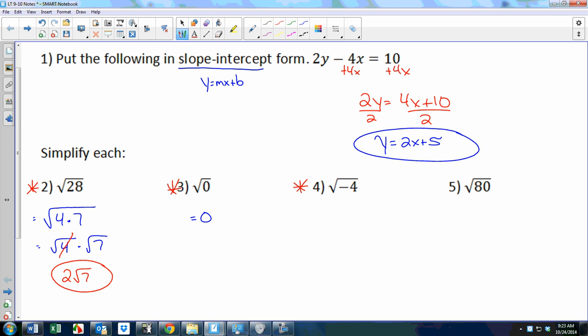Number 4, this is algebra 2 concept. There's a negative under the square root. So you can use square root of negative 1 times 4. And you're right, I heard it already. Square root of negative 1 times square root of 4. That square root of negative 1 is the i part, the imaginary part. So this is i, and square root of 4 is 2, so 2i. If that's kind of confusing, that's learning target 6 and 7 notes. And the last one, square root of 80.